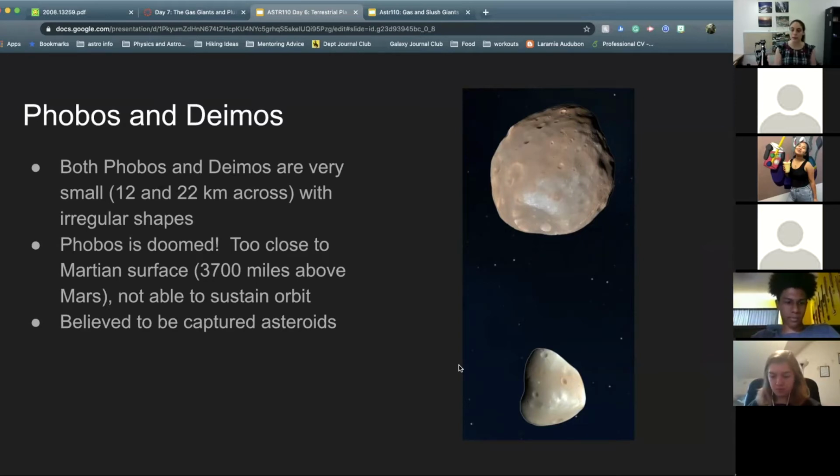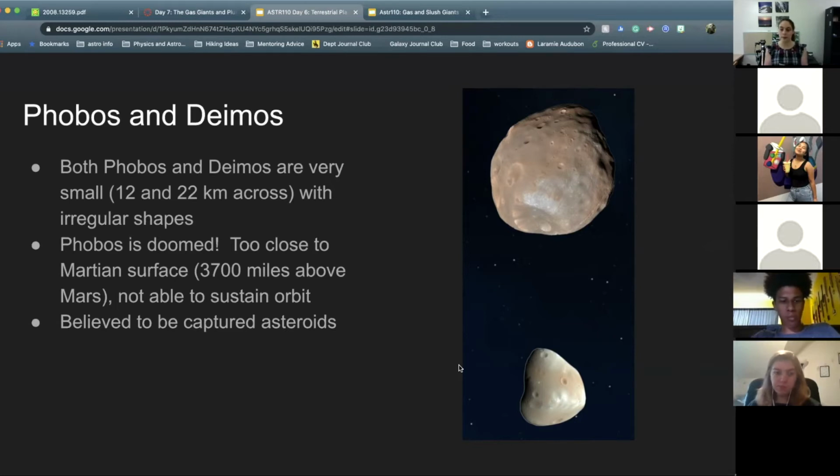So Mars is the only terrestrial planet besides Earth that has moons, but they are much smaller than our moon comparatively. So Mars has Phobos and Deimos. Phobos and Deimos are both pretty small, 12 and 22 kilometers across, and I like to call them potato moons because I think they look kind of like potatoes, since they're oddly shaped, not nice and spherical like our moon. The other thing that's kind of interesting is that Phobos is doomed.